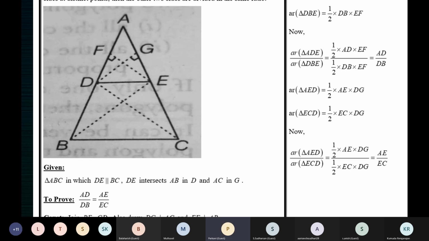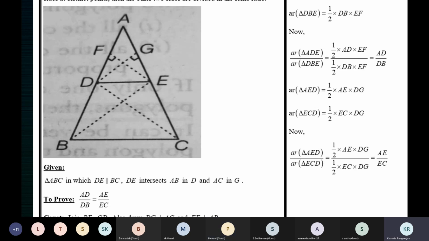Ma'am, shall I try? Parkavi, ma'am. Yes, Parkavi. If a line is parallel to one side of the triangle, then the other two sides intersect in distinct points, ma'am. And then the other two sides are divided in the same ratio. Well tried, Parkavi. Let's do it again.